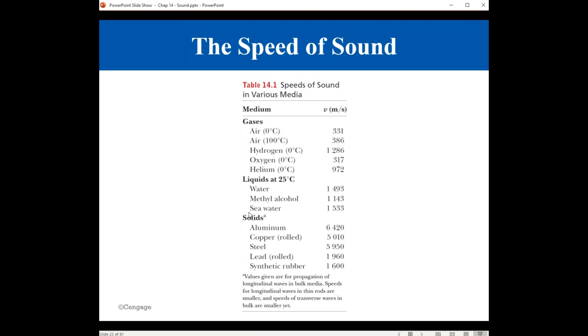Usually, we do not expect the students to memorize these speeds. You can refer to any physics textbook and you will find them listed there. But it's good to remember the speed of sound at room temperature. At room temperature, the speed of sound in air is about 345 meters per second, between these two numbers here.